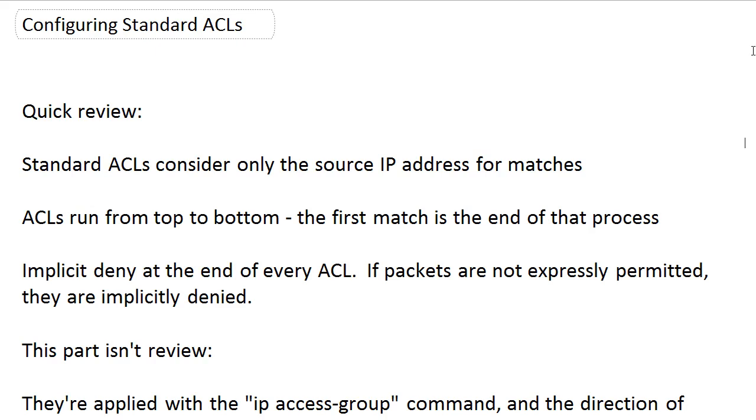Let's take a quick look at those standard ACL rules one more time, and then we'll work a little bit on the live equipment as well. And remember, standard ACLs are only going to look at the source IP address for our matches. ACLs, all of them, run top to bottom. First match is the end of that process. The implicit deny at the end of every ACL: if packets are not expressly permitted, they are implicitly denied.